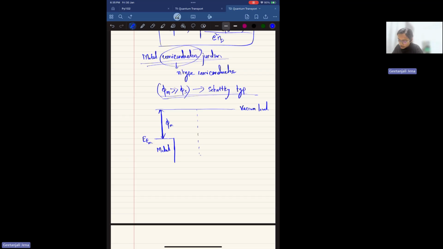For the semiconductor, phi m is greater than phi s. So let's say the Fermi level of this semiconductor is lying here. This is the semiconductor, and this is phi s, the difference between the vacuum level and the Fermi level. This is n type, so EC will be closer to the Fermi level, and let's say EV is somewhere here. The difference between the vacuum level and the conduction band edge, we call the electron affinity.